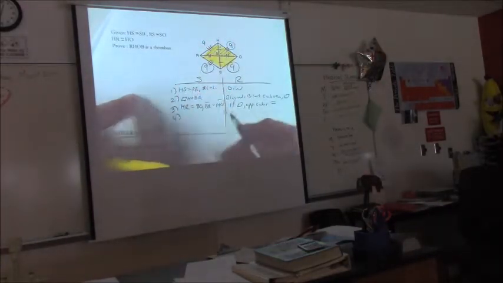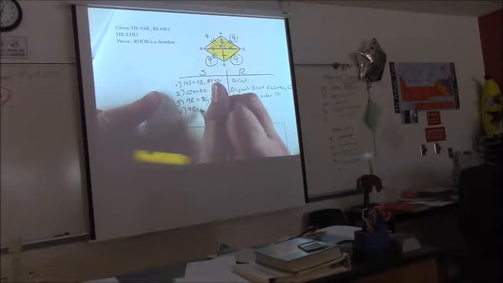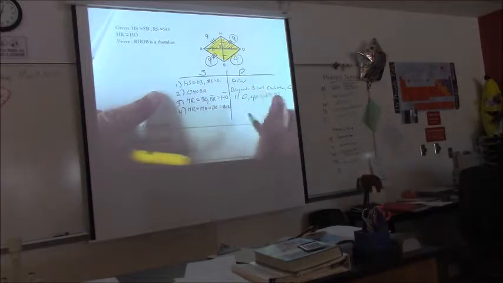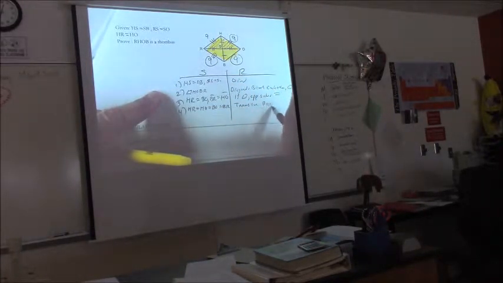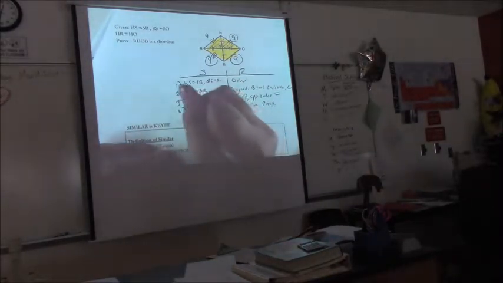So with transitive logic, they're going to do this one. They're going to say HR is equal to HO, which is equal to BO, which is equal to BR. Reason? Transitive logic. Transitive property. Because if they're all equal, now could I call it a rhombus?